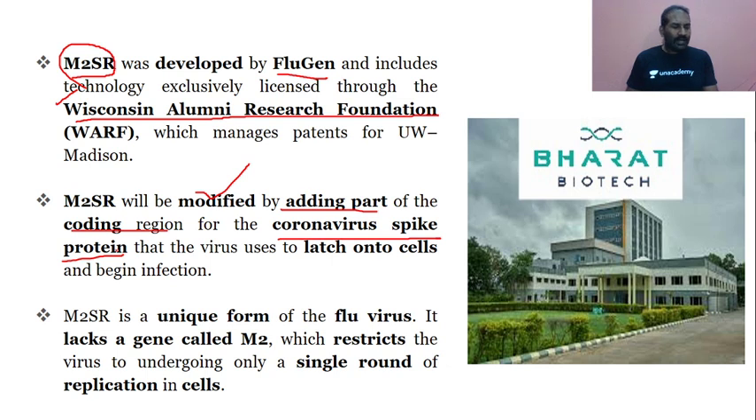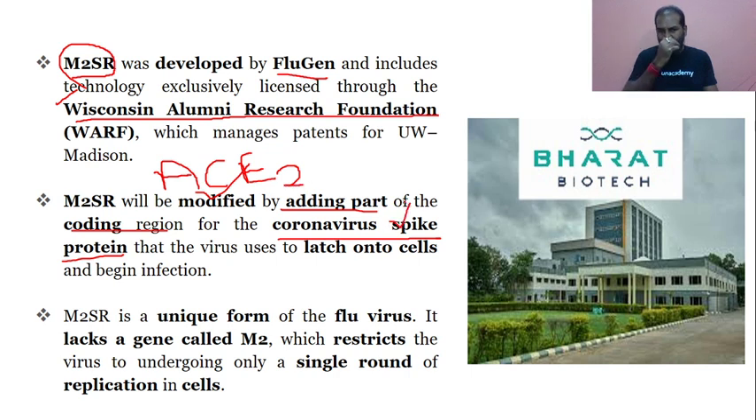In regards to the one which gets affinity to the human cells, it is the spike protein. The spike protein of the coronavirus gets bonded with the human cell receptor. The receptor of the human cell is ACE2. So this is the receptor which has a bonding to the spike protein.